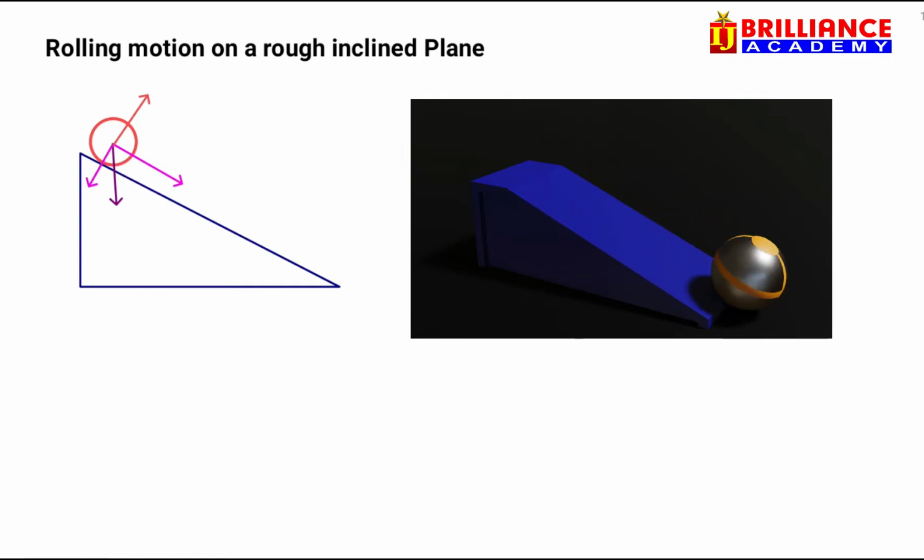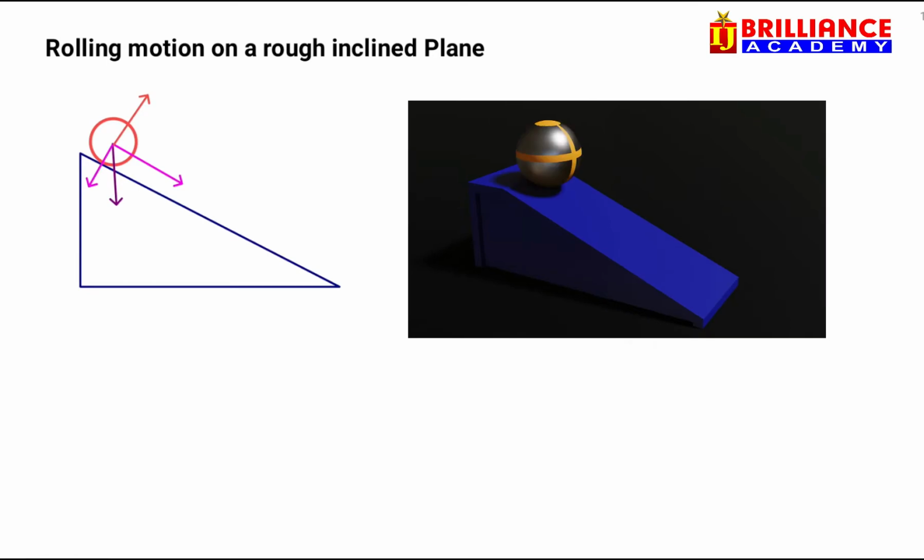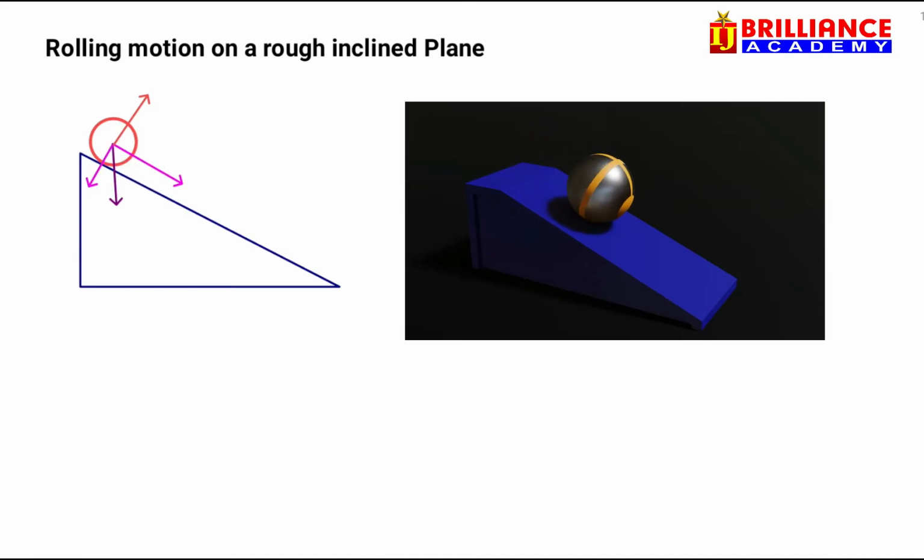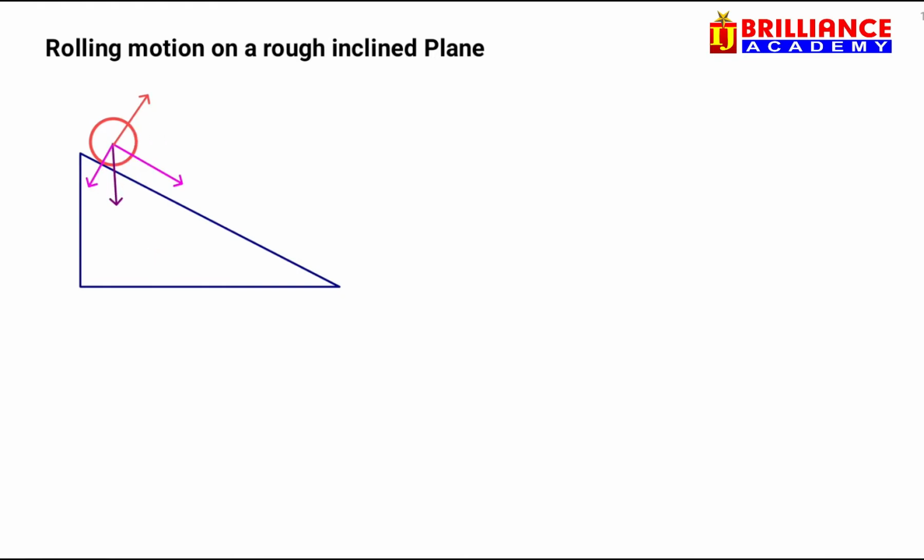So we are going to derive a general expression. Then, whatever body is asked in the question, you can write the moment of inertia of that body. Okay, let us first see what forces are acting on this rolling down body.